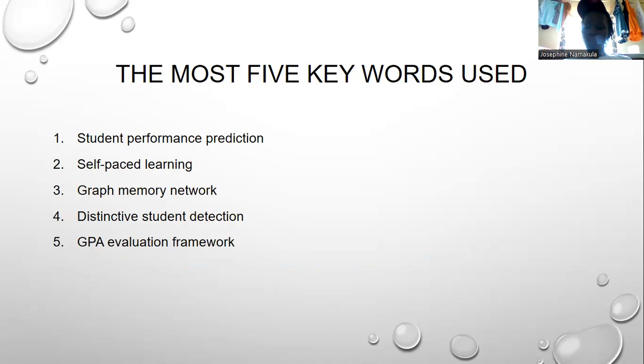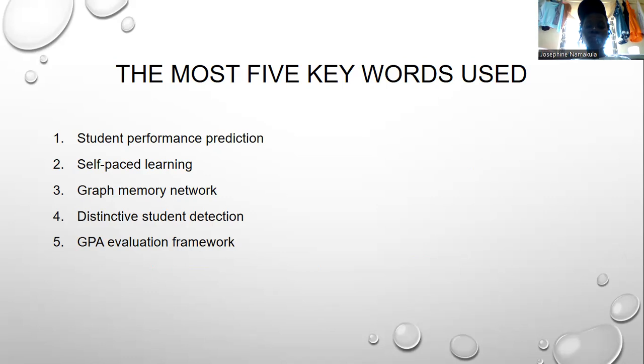The five keywords used were students' performance prediction, self-paced learning, graph memory network, distinctive students detection, and GPA evaluation framework. So first of all, I'm going to go through each of these keywords. Students' grade prediction: you can refer to it as the process of using various data, such as students' demographic, academic history, and interaction with educational materials to predict a student's future academic performance.